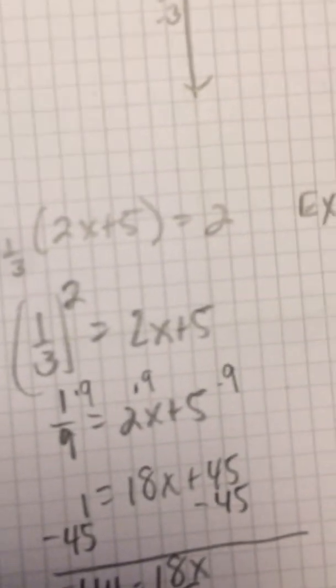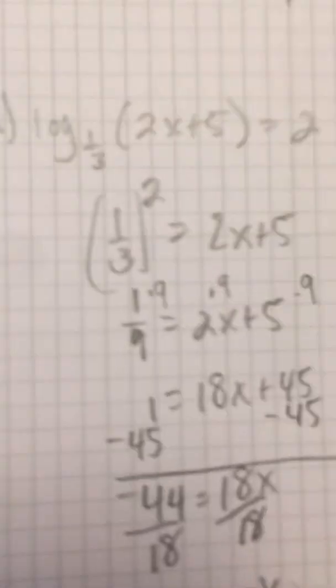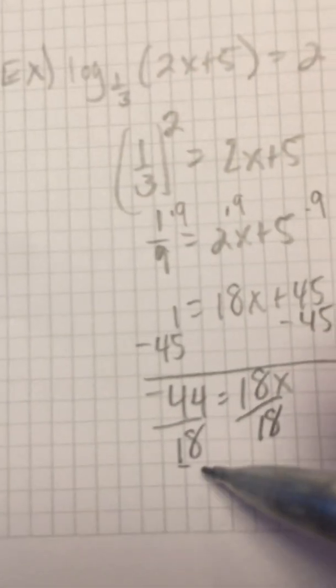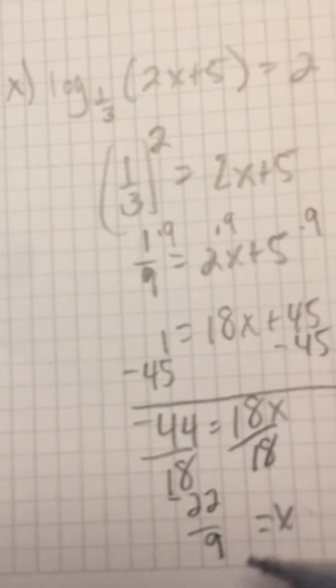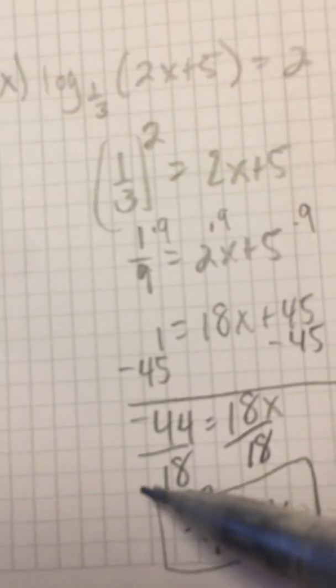So 44 over 18 reduced is going to be 22 over 9. So you just cut those each in half. Did not need to use the calculator for that. 22 over 9. Negative 22 over 9 is our answer for that one.